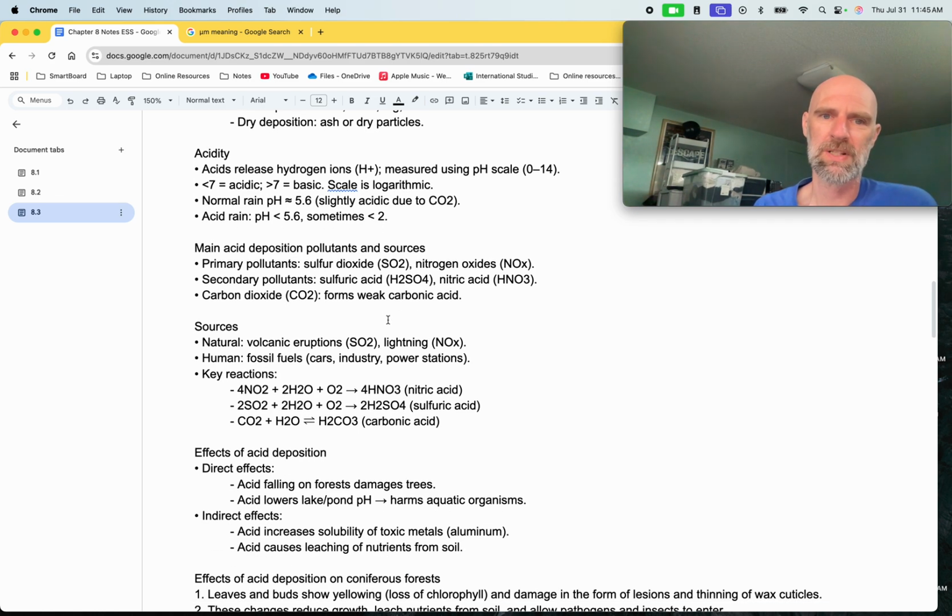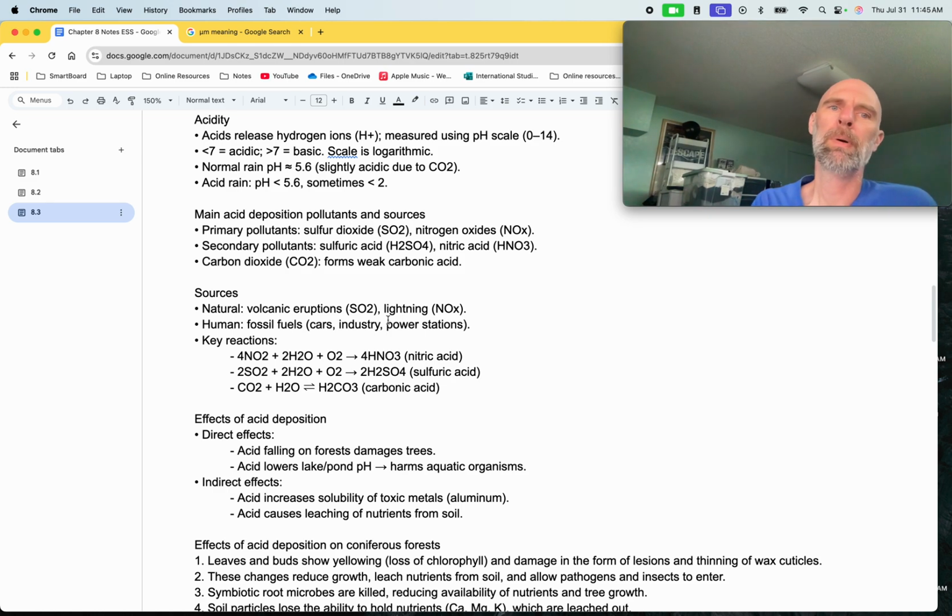Acid deposition, pollutants and sources. Primary pollutants are sulfur dioxide and nitrogen dioxide. Sulfur dioxide is the major one, I believe, for acid rain. Secondary pollutants are when that sulfur dioxide reacts and makes sulfuric acid and also nitric acid as well. Carbon dioxide forms weak carbonic acid, so it's not as big for acid rain, but it's still going to contribute as well.